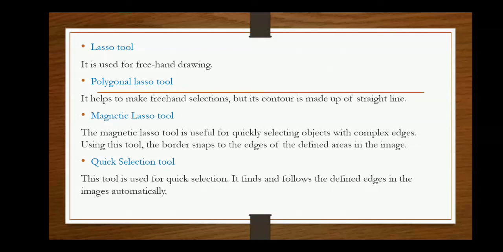Magnetic lasso tool. The magnetic lasso tool is useful for quickly selecting objects with complex edges. Using this tool, the border snaps to the edge of the defined area in the image. Next is quick selection tool. This tool is used for quick selection. It finds and follows the defined edges in the image automatically.